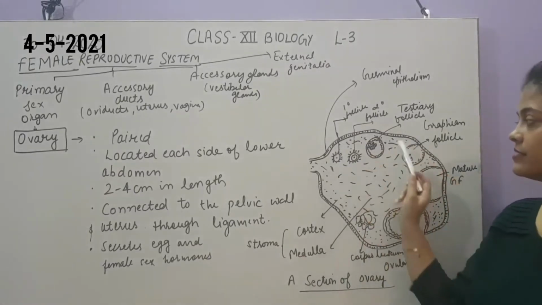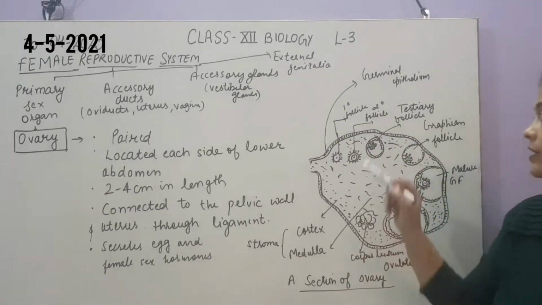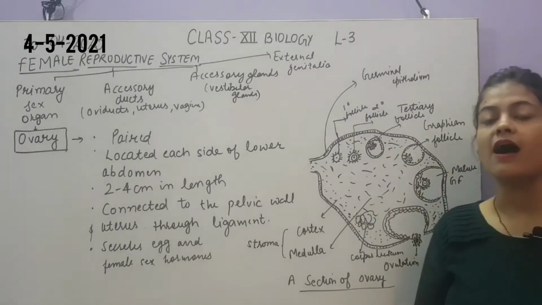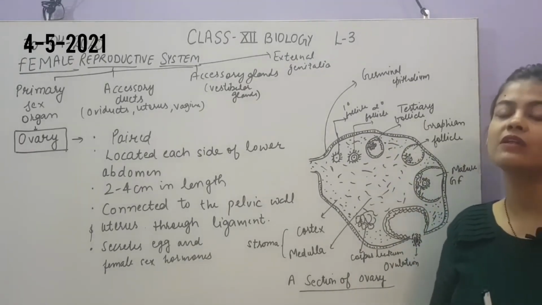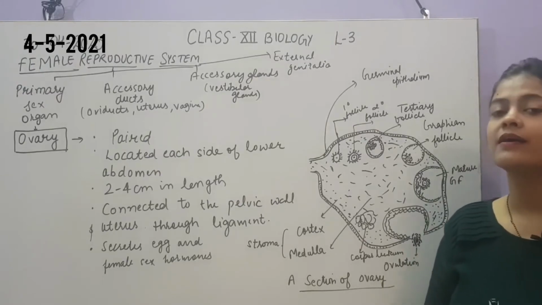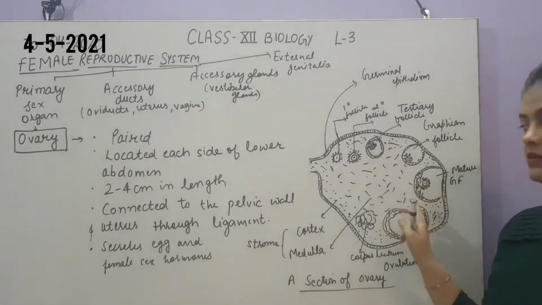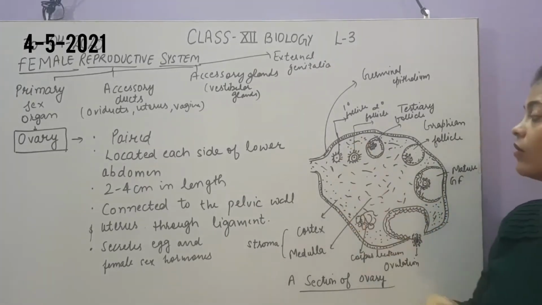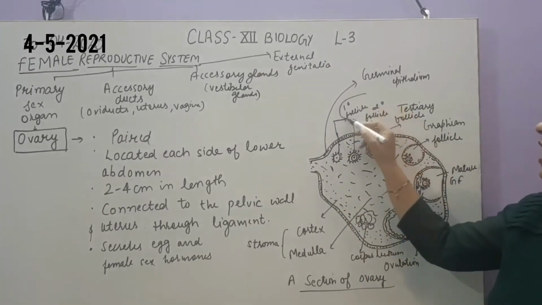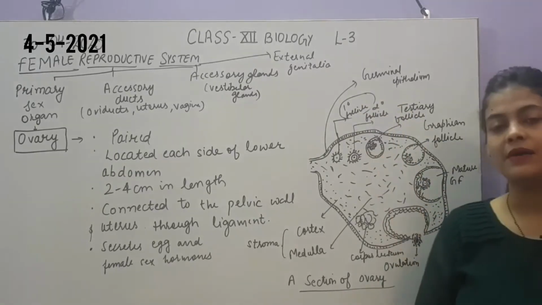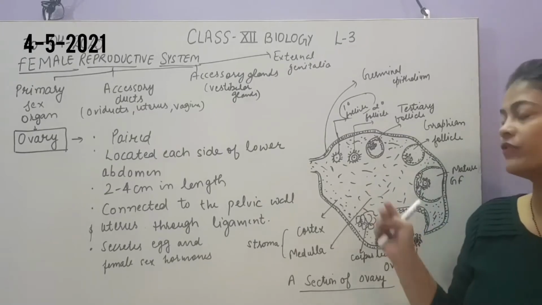Now let us see what these structures I have shown here are. These are actually follicles. Follicles are the structures which will undergo development to form the egg cell. This is the development of a follicle. So all the follicles present in the ovary are in the form of primary follicles. So there are so many primary follicles present in the ovary.